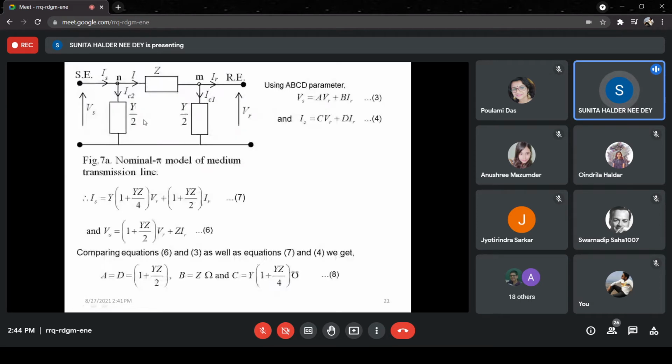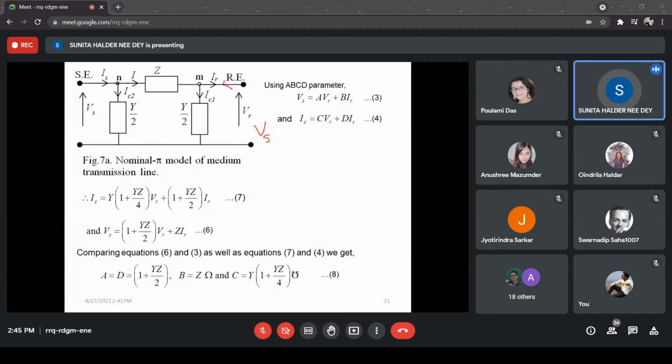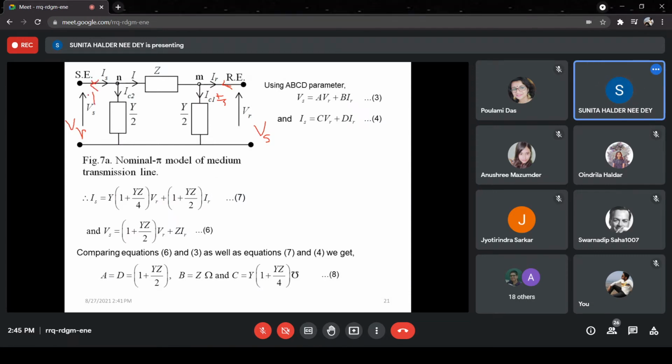What is the meaning of a reciprocal network? If you just reverse the situation, if you set Vs here at the receiving end and send current Is, then the same voltage will be available at this side and the same current will flow on this side, right? So that is the reciprocal network. That means if the input terminal and output terminal are interchanged, then the performance of the network will be the same.